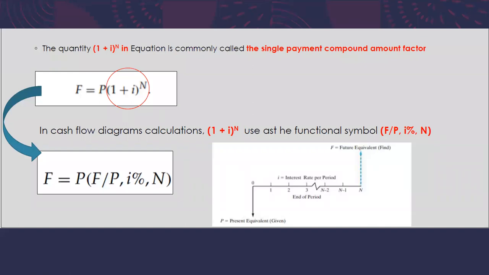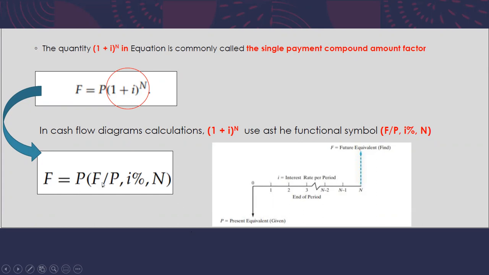The quantity (1 plus I) to the power of n in this equation is commonly called the single payment compound amount factor. So if you ask what the single payment compound amount factor is, it is the quantity (1 plus I) to the power of n in the equation for identifying the future value when the present value is given. In cash flow diagrams, the calculation of this (1 plus I) to the power of n uses a functional symbol, so we can simply represent the same equation in functional notation like this.